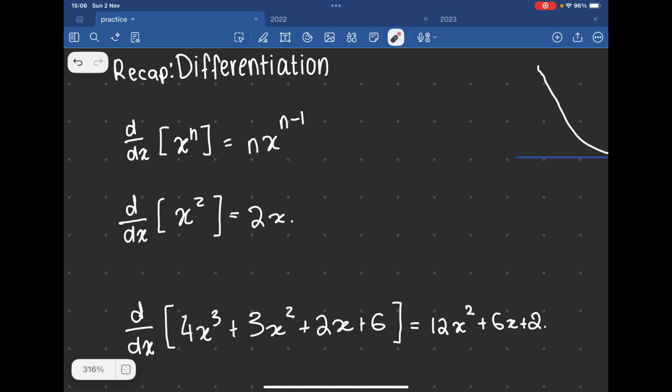Now, when you're doing Leaving Cert higher level maths, you are also required to know how to compute a function and compute its derivative by using the product rule, the quotient rule and the chain rule. So I will be uploading a video on how to do those. Let's get on to our antiderivative, which is integration.